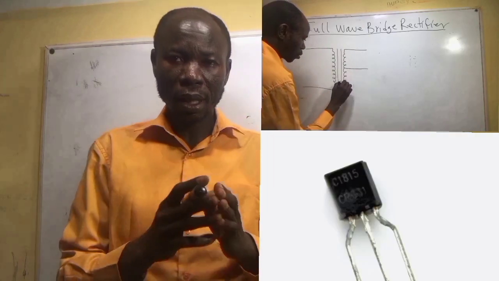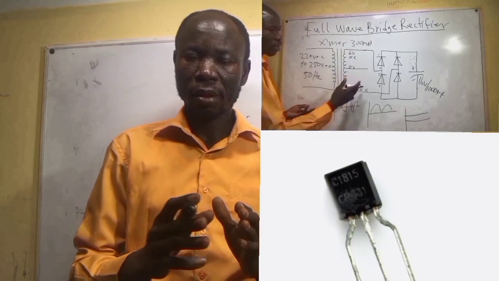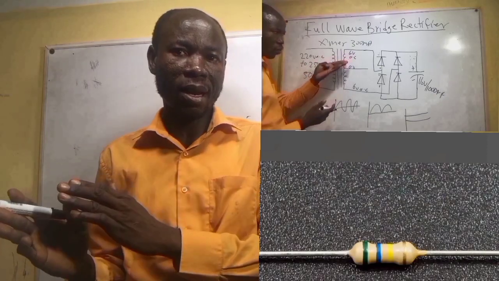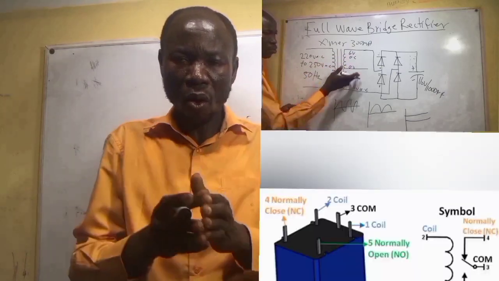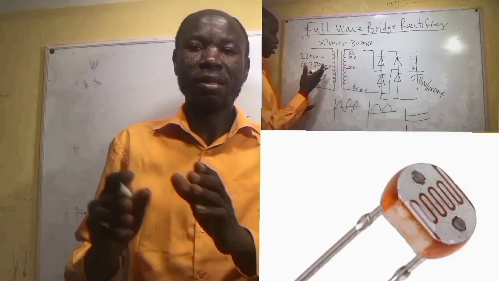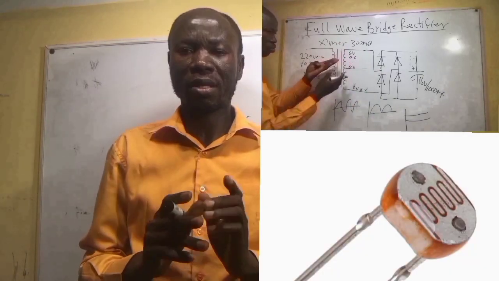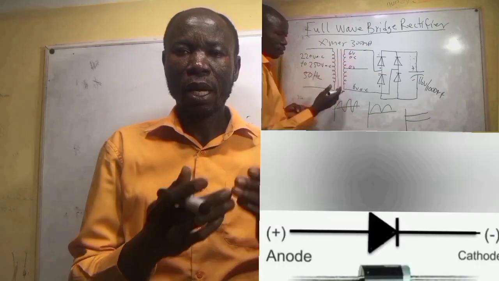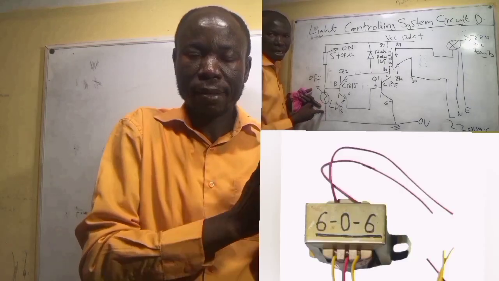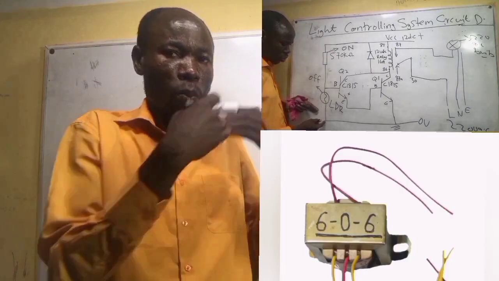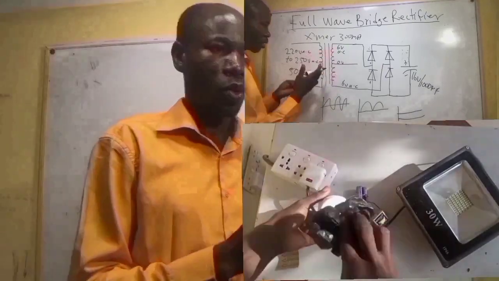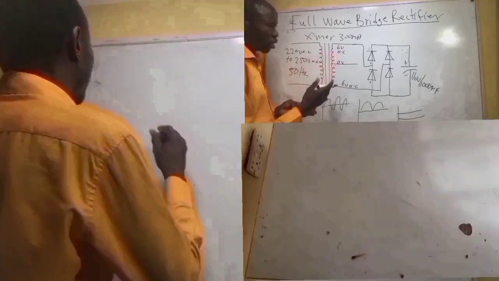Today we are coming to learn about photocell, a system that will switch off our outside light during the day and switch on our outside light during the night, as well as our street lights are concerned. Before that, let's consider the power supply circuit that will supply the light controlling system. So please look on the board.